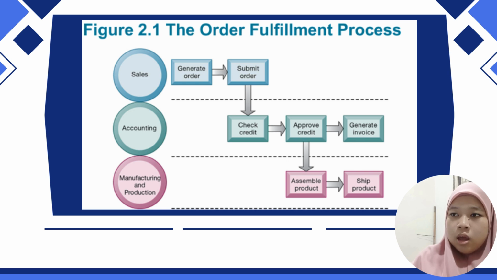So an invoice is created for the order, and the last step is manufacturing and production. The first step is to assemble the product. The product is put together or prepared, and then the second step is to ship the product. The product is dispatched to the customer. This process demonstrates how different departments must coordinate and exchange information efficiently to ensure smooth order fulfillment and customer satisfaction.